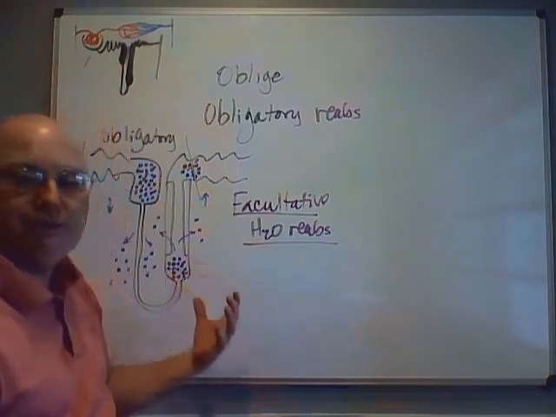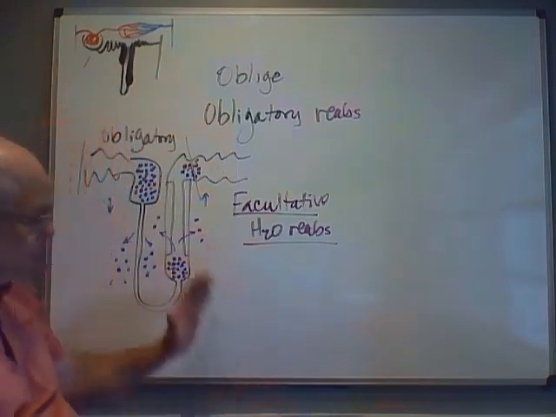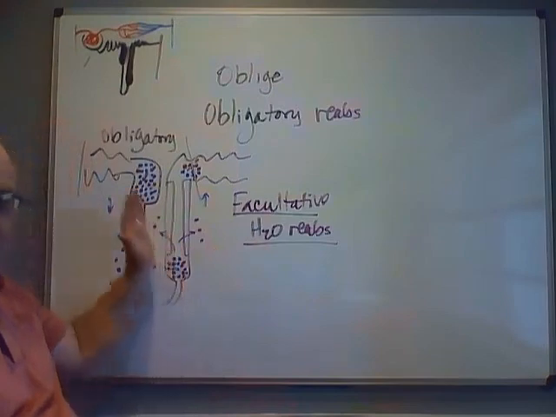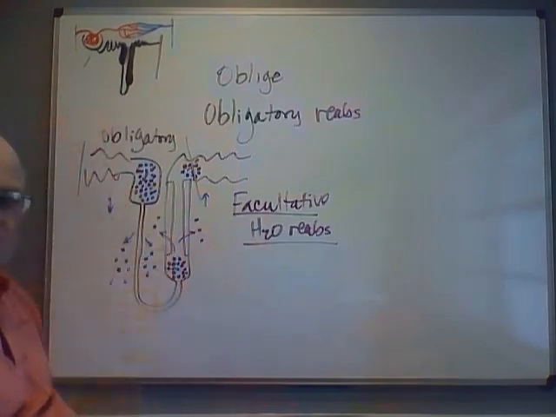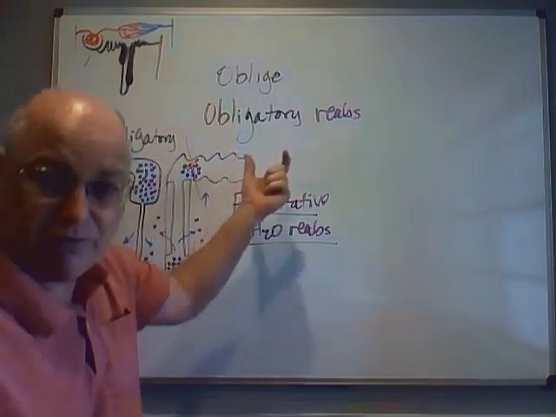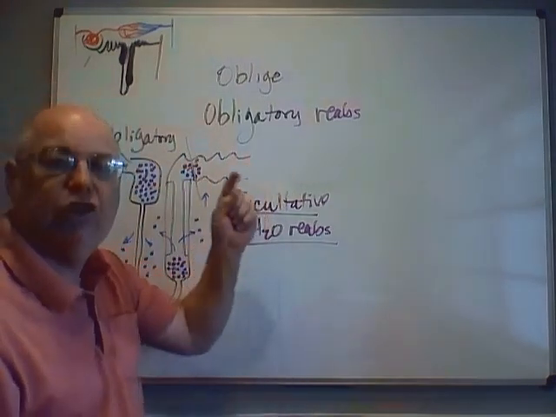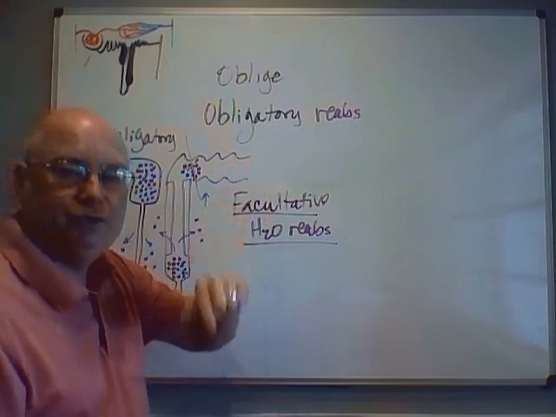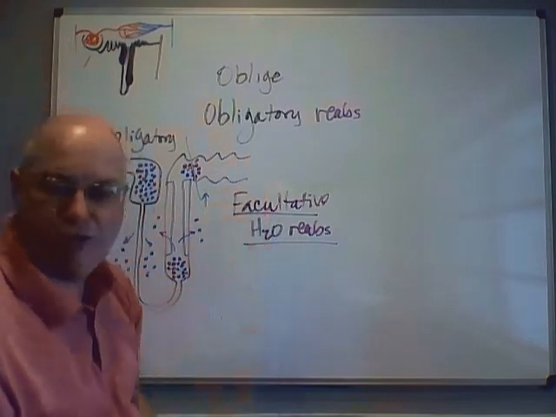So those are the obligatory and the facultative water reabsorption. Obligatory is the natural reabsorption that occurs in the proximal convoluted tubule and the loop of Henle. Facultative is what occurs in the distal convoluted tubule and parts of the collecting duct due to the presence of hormones. The hormones help it out.